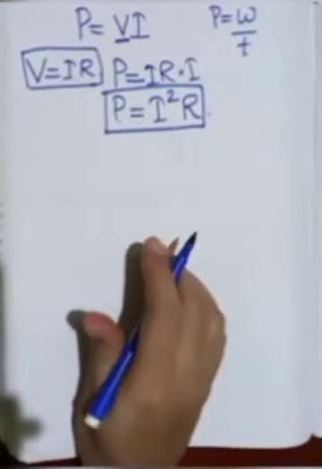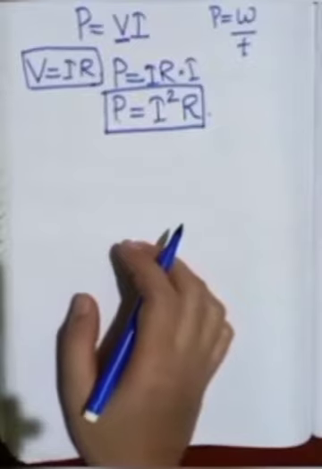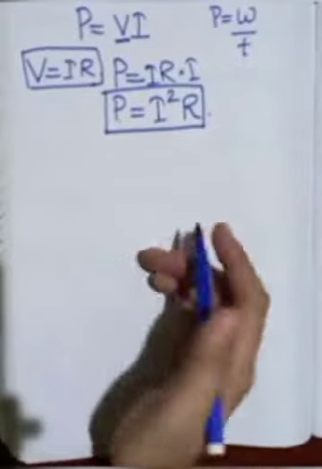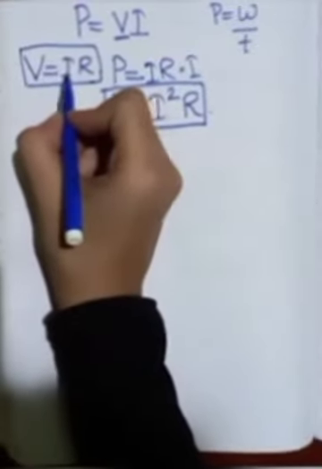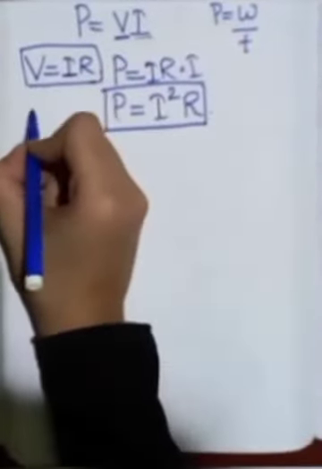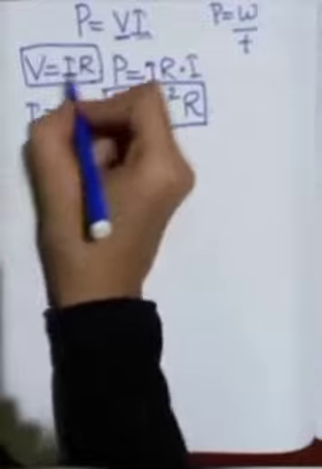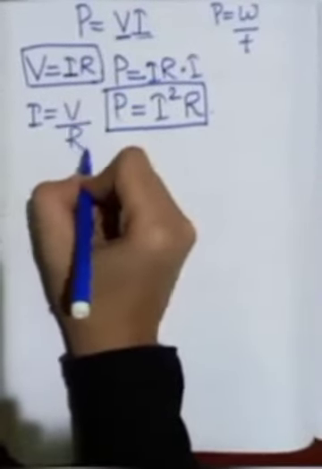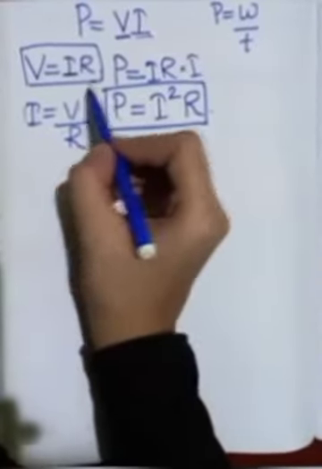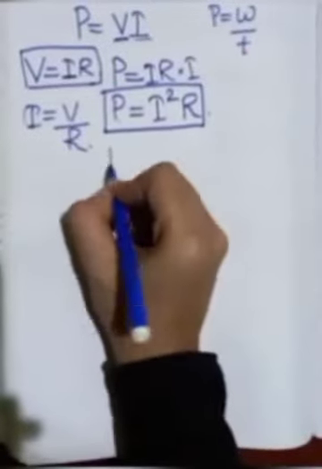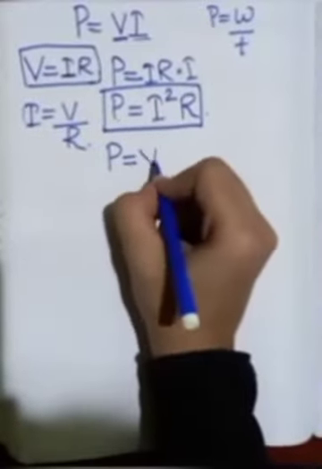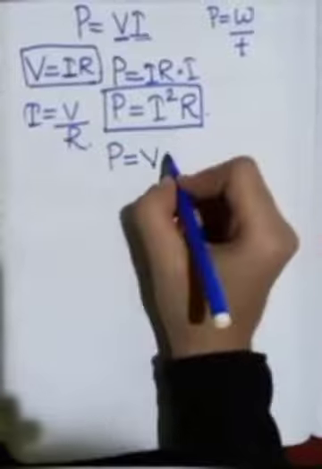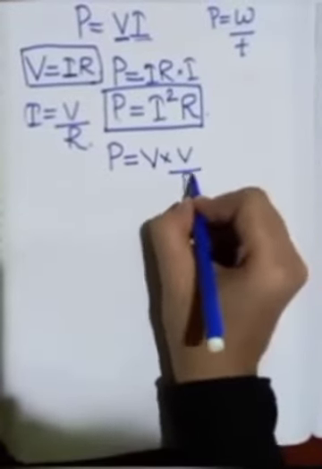That is, P is equal to I square R. Then there is one remaining equation, P is equal to V square by R. We start from Ohm's law. According to Ohm's law, what is the current? I is equal to V by R. Am I right? Now I am substituting this value into the equation. Then we will get P is equal to V into I, with I meaning V by R, that is V by R.